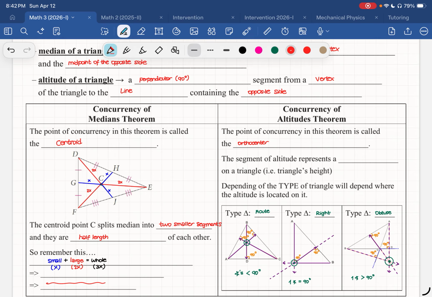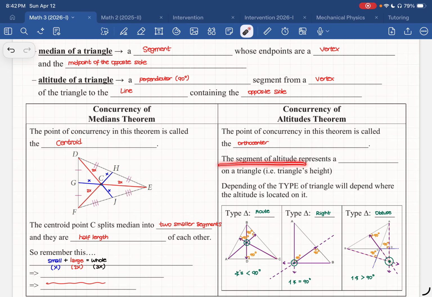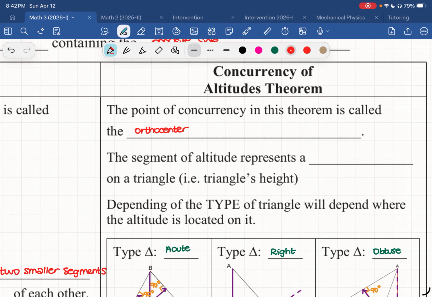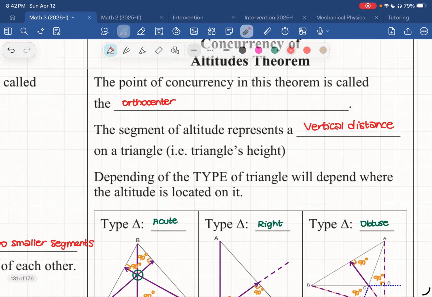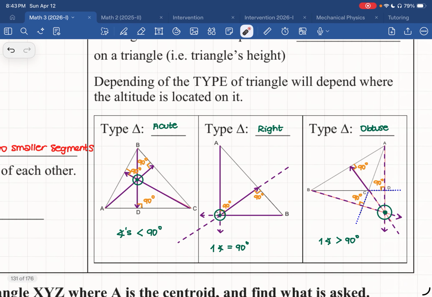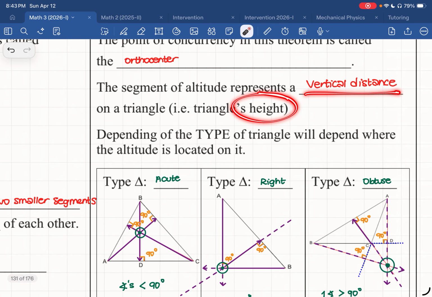So it says the segment of altitude represents a vertical distance. Okay, on a triangle, the vertical distance means the height. That's why they're saying you can call this vertical distance also a height.